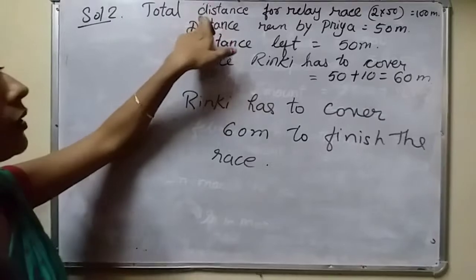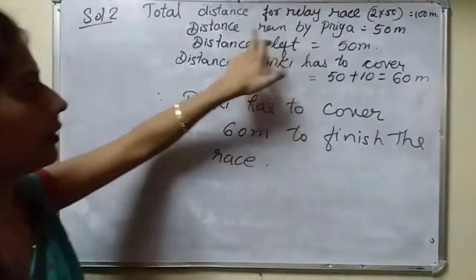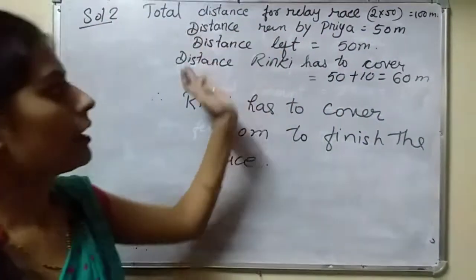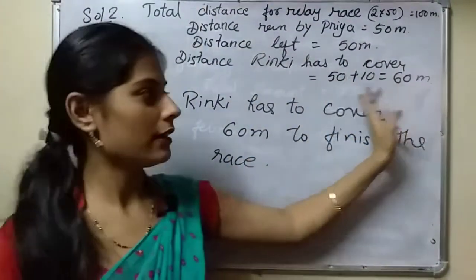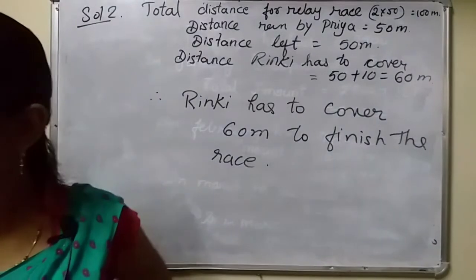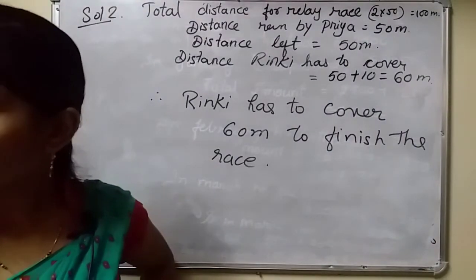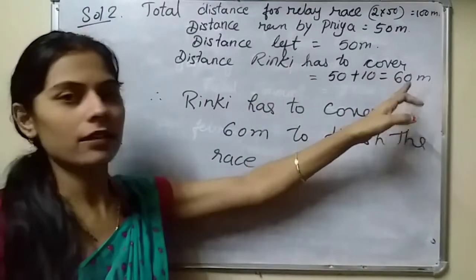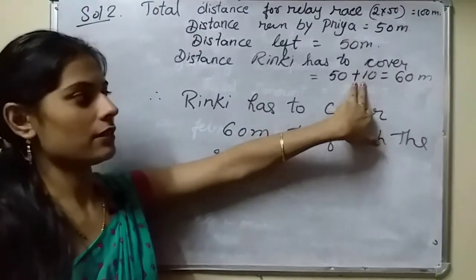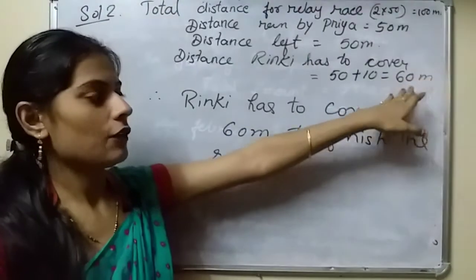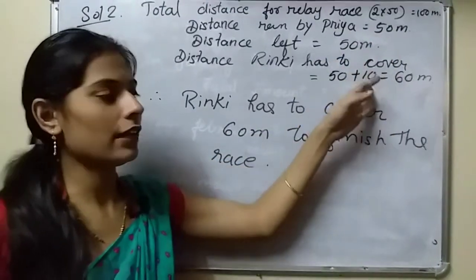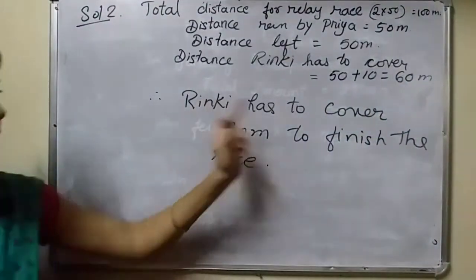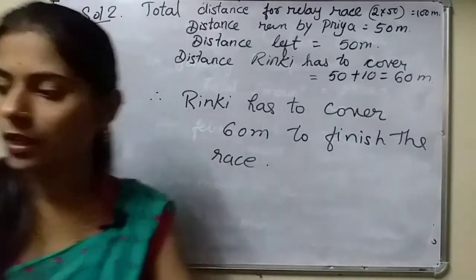Okay. See, total distance for the relay race is 100 meters. Distance run by Priya is 50 meters. Now the distance left is 50 meters. Now the distance Rinki has to cover, that is how much distance she has to cover. See, if she has run back 10 meters towards the starting line, how much distance is remaining now? 60 meters, because if she ran back it means she has covered only 40 meters, that means 50 plus 10, that is 60 meters. Therefore Rinki has to cover 60 meters to finish the race.